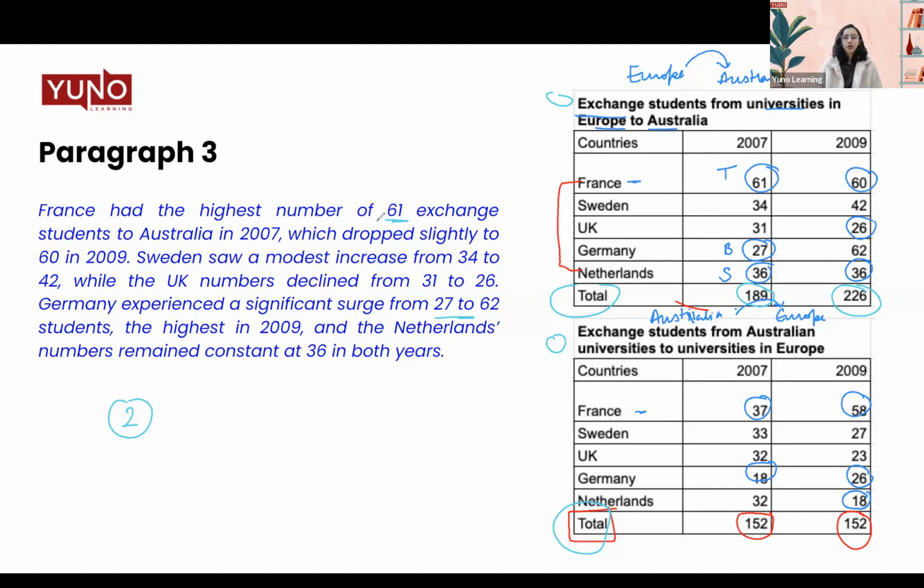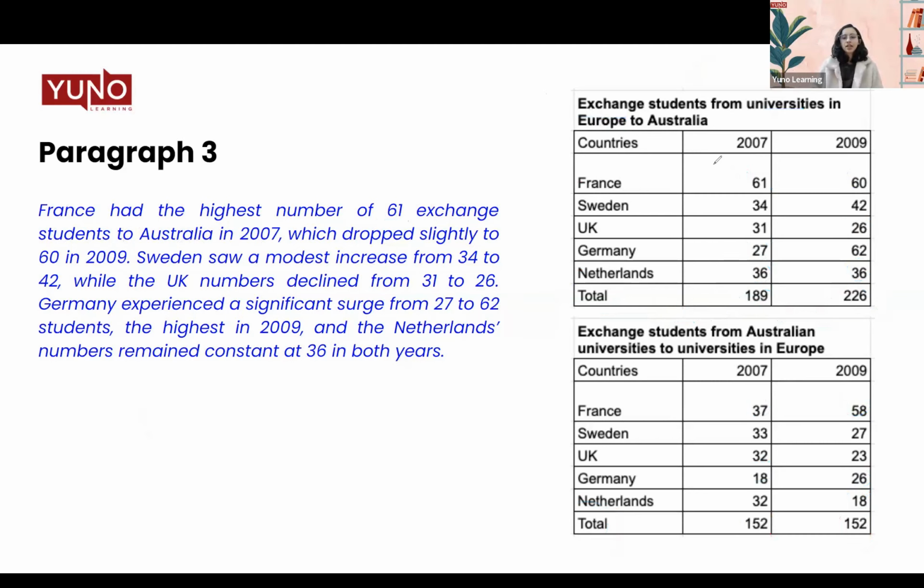France had the highest number of 61 exchange students to Australia in 2007. This is what we marked here in the table. Let's just clear all the things and then we can restart. So France had the highest exchange, 61 in 2007, which dropped slightly to 60 in 2009. Sweden saw a modest increase from 34 to 42, while UK numbers declined from 31 to 26.